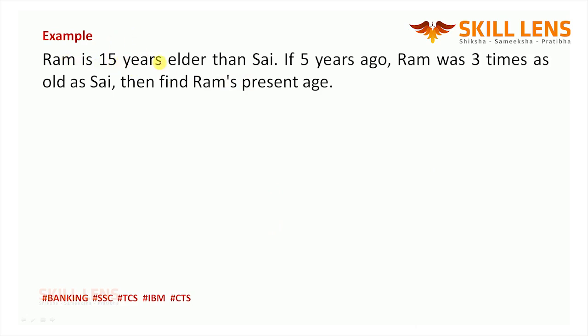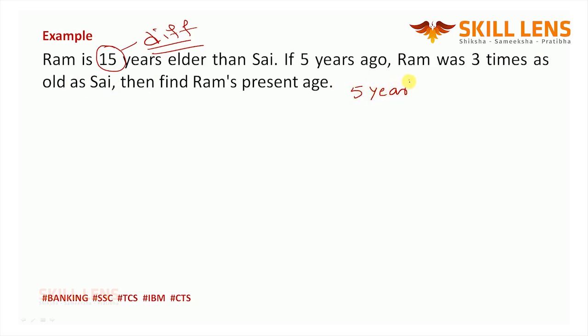Ram is 15 years elder than Sai. Guys, 15 years is what? Difference only, no? Two people's age difference is always the same, whether it is now, whether it is after, whether it is ago. If 5 years ago, Ram was 3 times as old as Sai. Okay, let's take a condition.